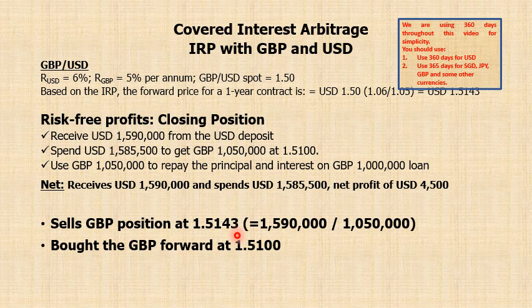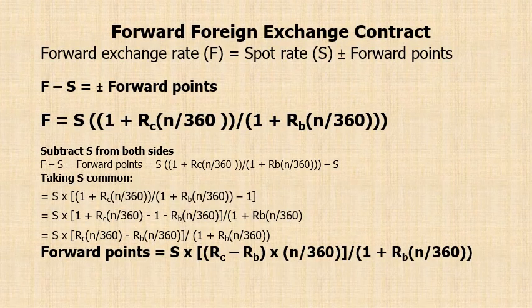Effectively, the arbitrager has sold GBP position at 1.5143, the forward rate as per the IRP. The 1.5143 rate was achieved because 1.59 million divided by 1.05 million is equal to 1.5143. And the arbitrager bought the GBP in the forward market at a lower rate of 1.5100. Since the selling price was more than the buying price, he made a profit. The arbitrage was accomplished by simultaneously borrowing in one currency, investing in another currency, and covering the exchange position in the foreign exchange market. This is riskless because the profit was certain at the outset.